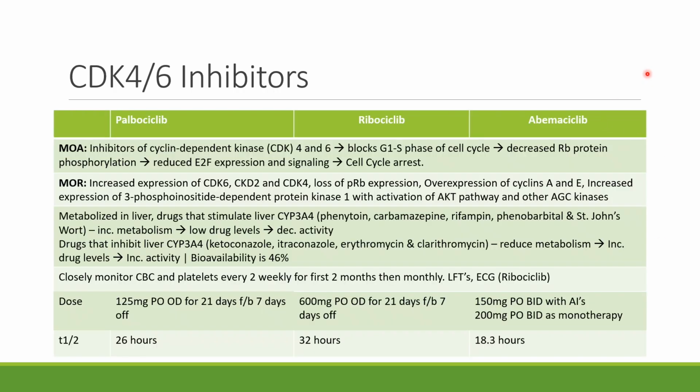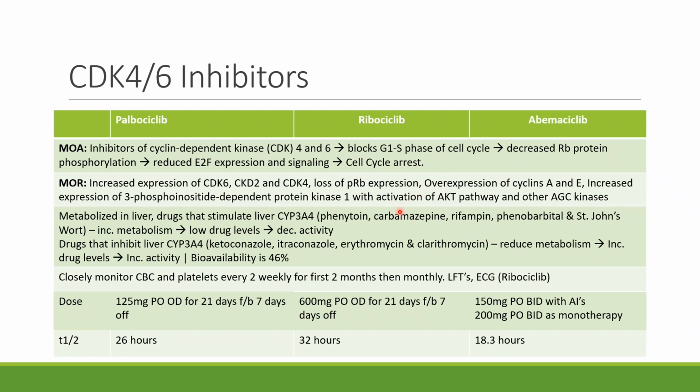So let's discuss the mechanism of CDK4/6 inhibitors. The inhibitors of cyclin CDK complex 4 and 6 will block G1 to S phase of cell cycle, ultimately resulting in decreased phosphorylation of Rb protein and resulting in decreased E2F expression and ultimately causing cell cycle arrest.